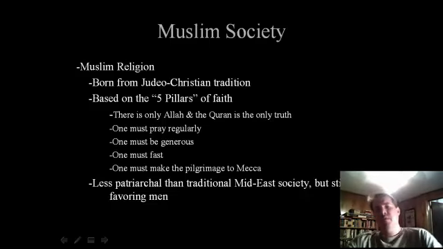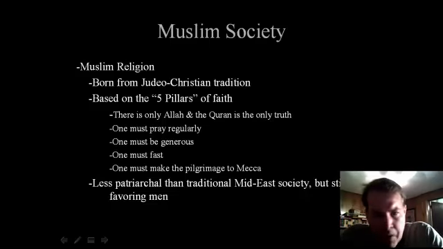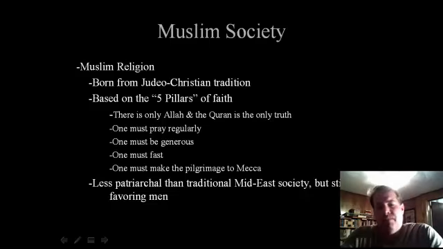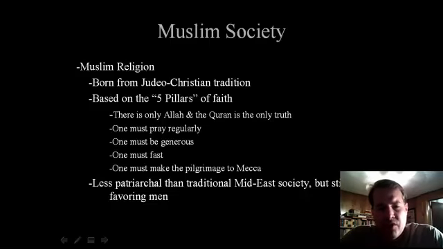Now, this is probably a controversial subject, but you see on the slide here that I say that Muslim society is less patriarchal than traditional Middle Eastern society. And what I mean by that is the society that Islam replaces treats women as property. They are considered no more of a person than many people would consider a dog. Islam, while being patriarchal and favoring men, is less patriarchal than the religions it replaces.